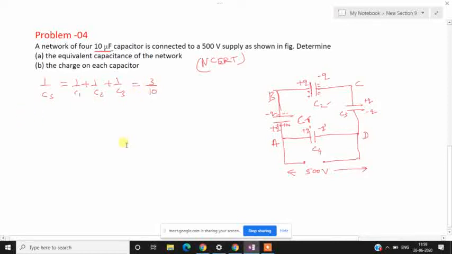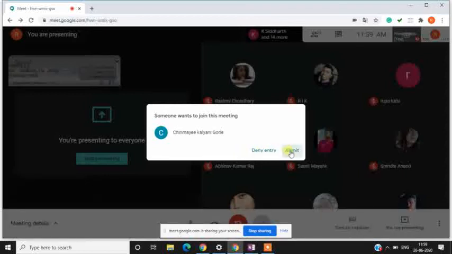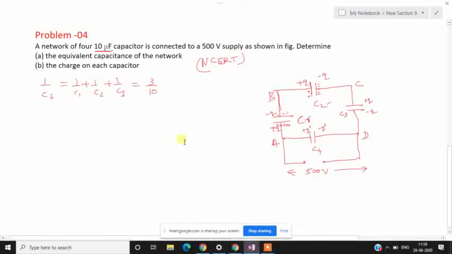Then CS will be 10 by 3. So you get CS as 10 by 3 microfarad. That is only for C1, C2 and C3. Now the circuit will change like this: the equivalent of C1, C2 and C3, and C4 is here now. Now it is connected to the 500 volt potential difference.